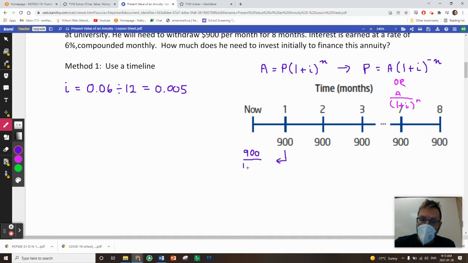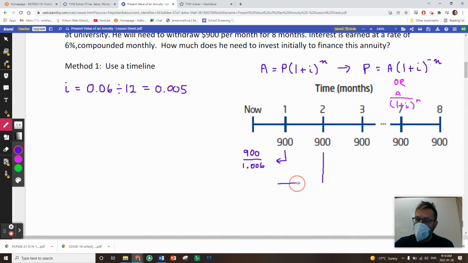Well, it's had 1 month to grow. It's had 1 compounding period to get interest. So to calculate how much you would need to invest to get $900 in a month, it'd just be 900 divided by 1.006. And then we ask, well, how much would we have to invest now to withdraw $900 in 2 months?